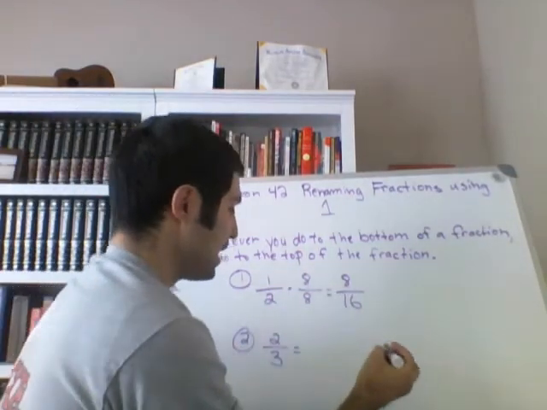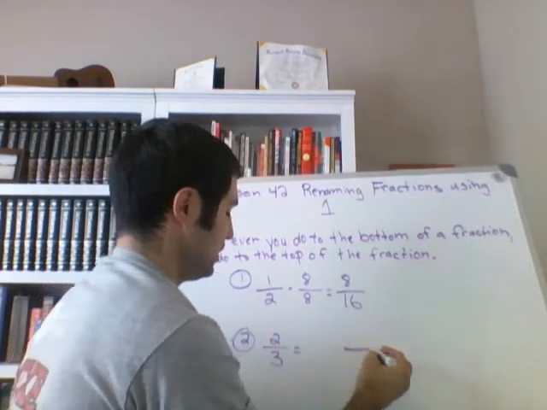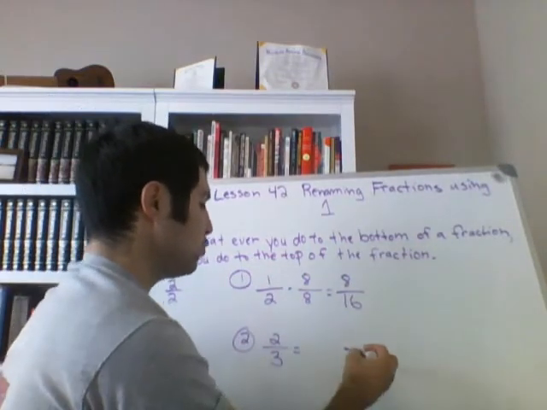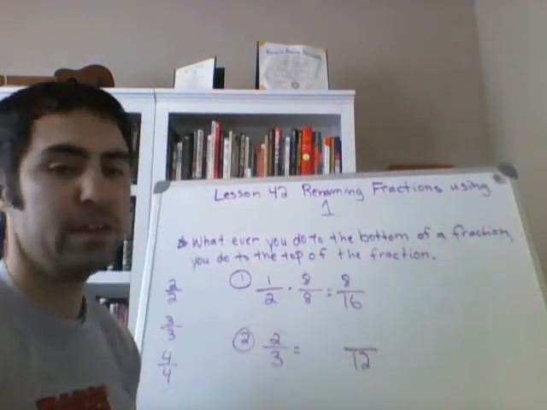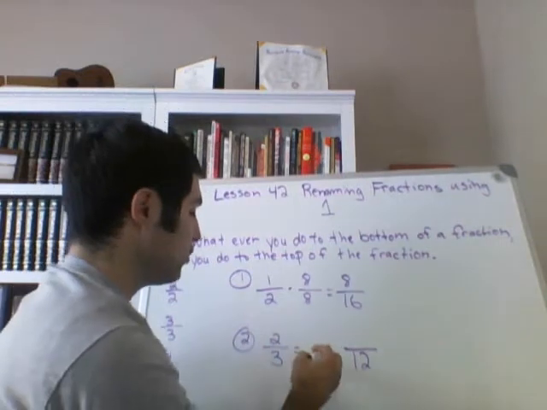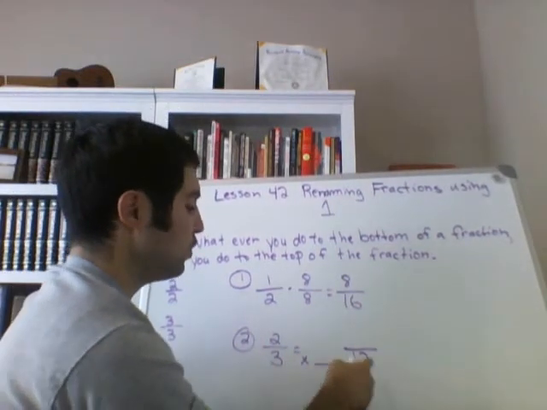So what if I wanted a fraction that had, let's say, 12 in the denominator? Okay. So what would I multiply 3 by to get 12?